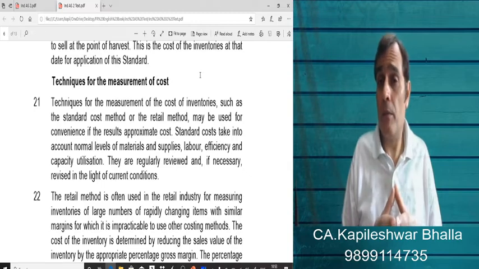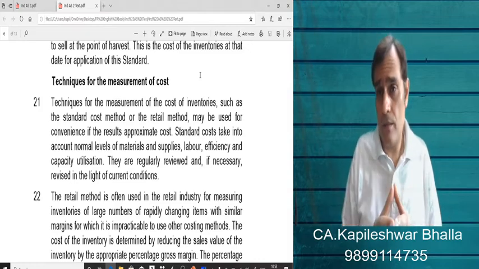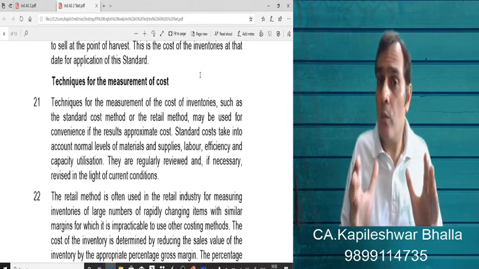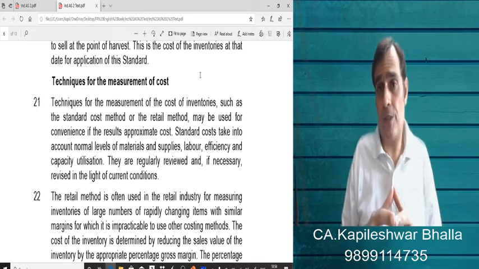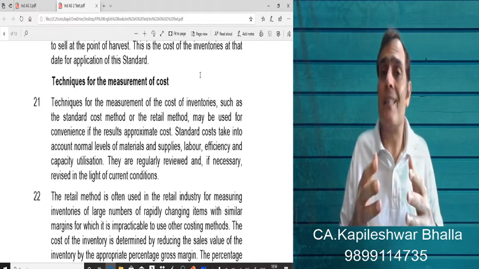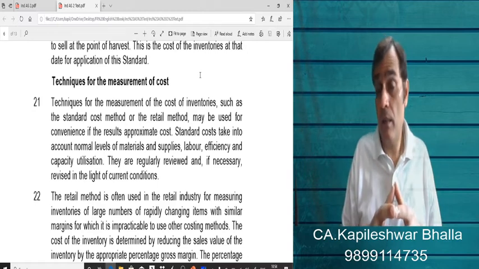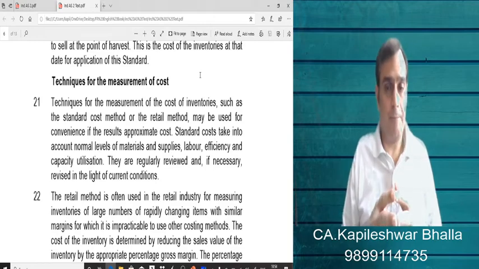And if you see in para number 21, it says techniques for measurement of cost, such as standard cost. What is standard cost? Standard cost means the cost which should have been incurred. It is not a historical cost. It is supposed to be a non-historical cost. So it says the techniques for measurement of inventory, such as a standard cost or a retail method, may be used for convenience if the results approximate the cost.